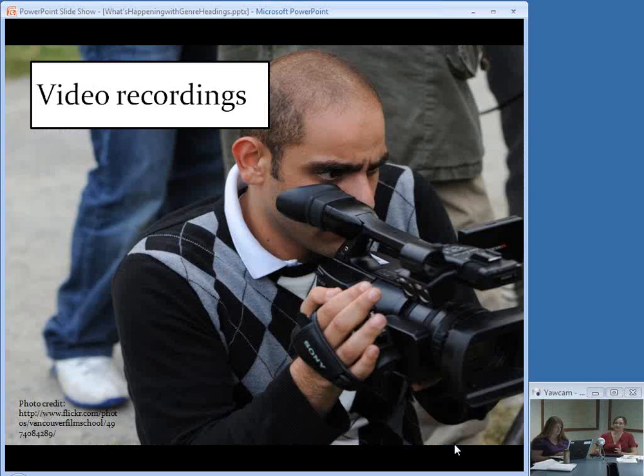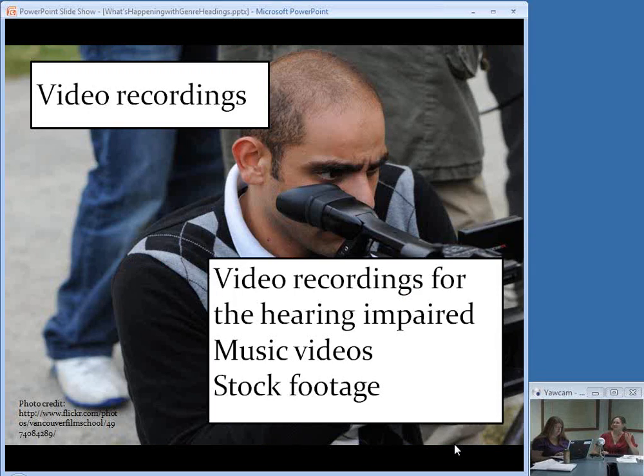And the last category is video recordings. I'll say a little bit in a second about the difference between motion pictures and video recordings. But for now, there's a few examples. There really aren't a whole lot of terms that apply specifically to video recordings. This is a very specific category, but this is, for example, where you would find video recordings for the hearing impaired, a genre term that you might like to use for closed caption items in your collection.